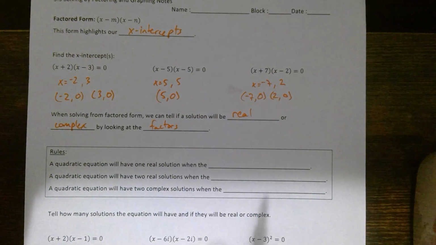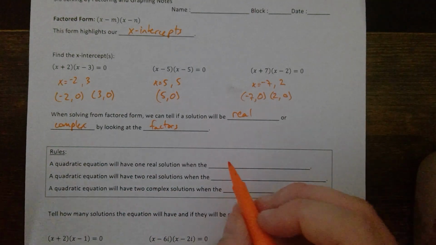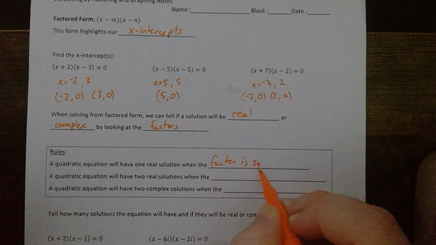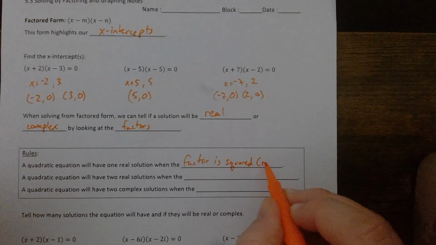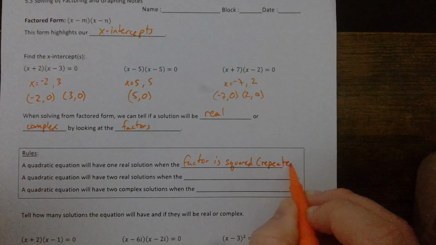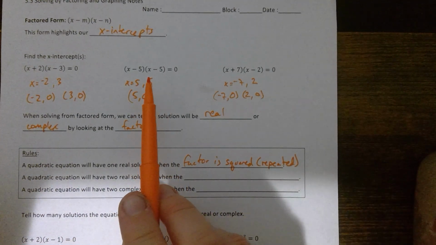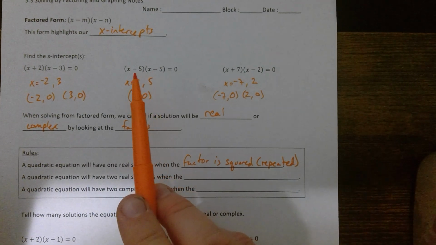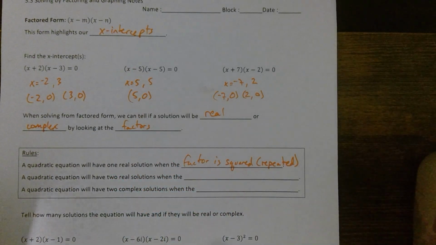So our rule that we see here is that a quadratic equation will have one real solution when the factor is squared, and I'm also putting in parentheses repeated. So if we're looking up here at x minus 5 times x minus 5, that factor is repeated. We see it twice. Or we could write that as x minus 5 squared. So we'll see both. Okay, so just want to make sure we have both of those covered.